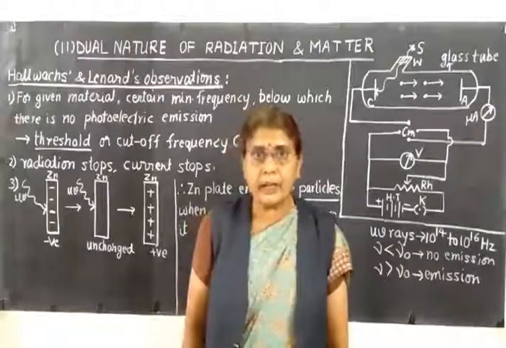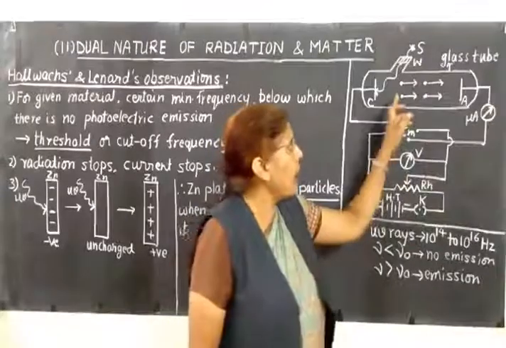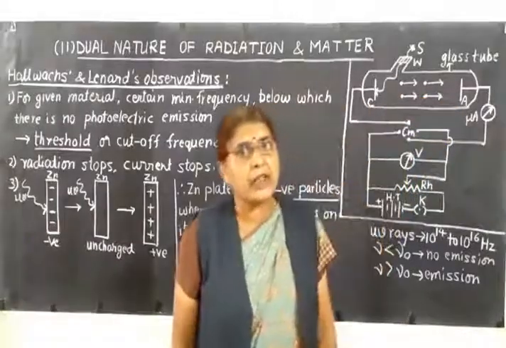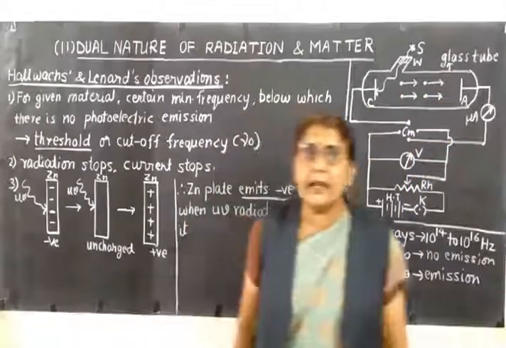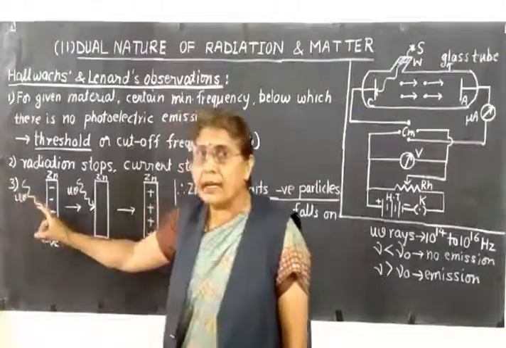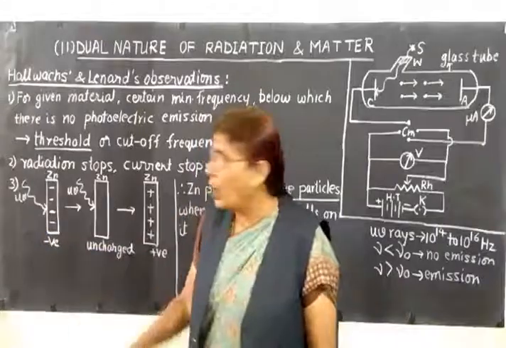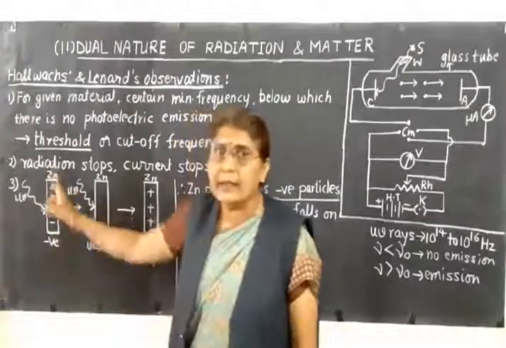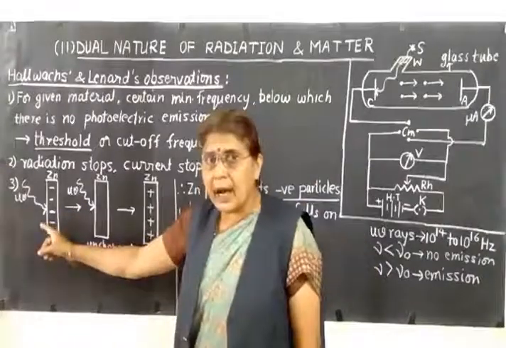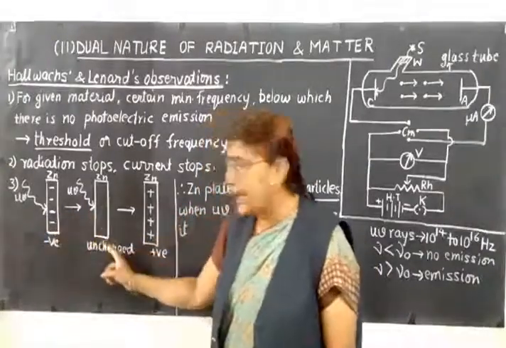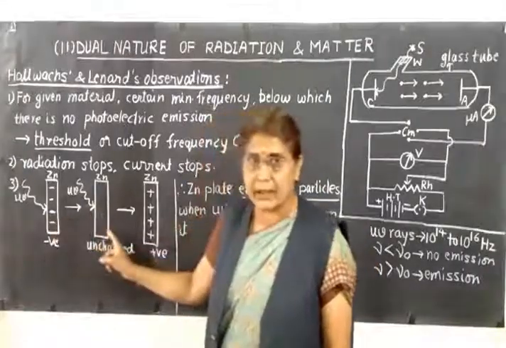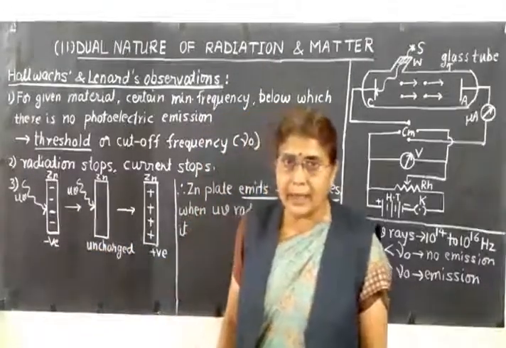Then the third observation was regarding the charge of the emitted particle. To confirm the charge of the emitted particle, they did a very simple experiment like this. They made ultraviolet radiation fall on a negatively charged zinc plate. And they found that this negatively charged zinc plate became uncharged. The meaning is it has lost its negative charge. Therefore, it has become uncharged.